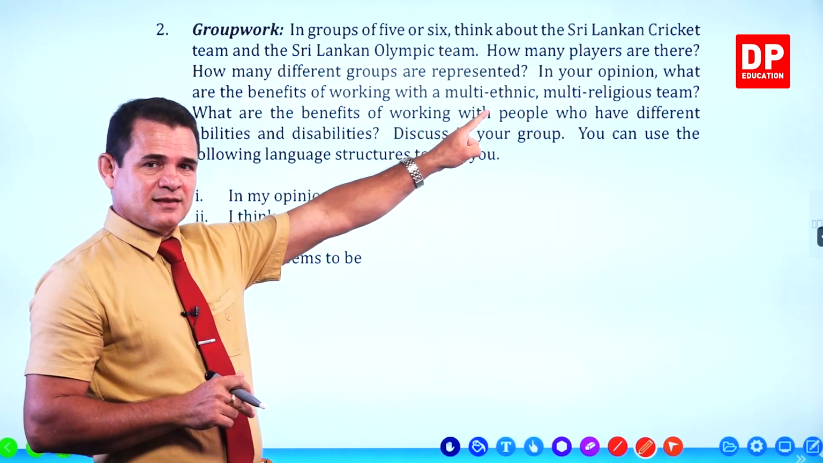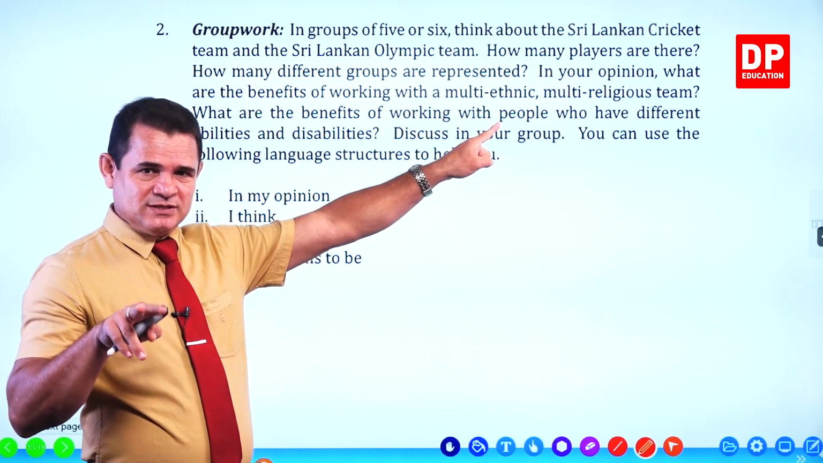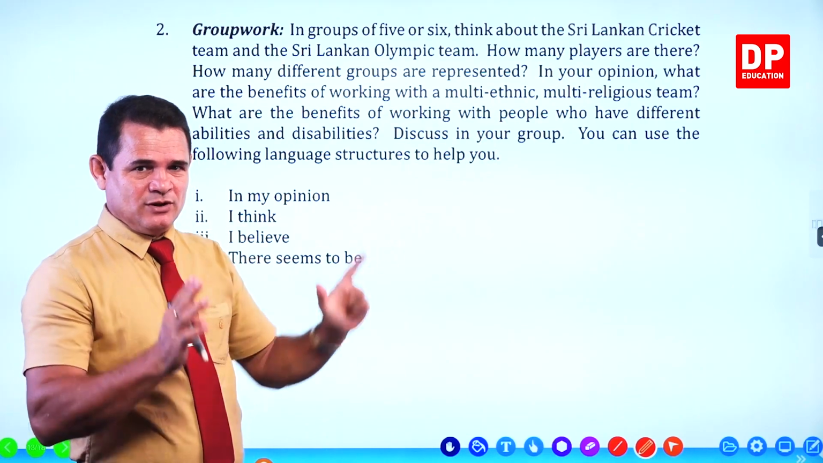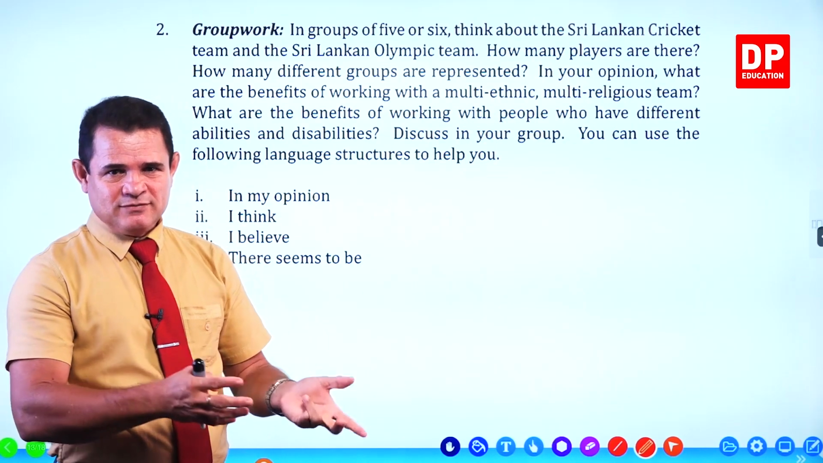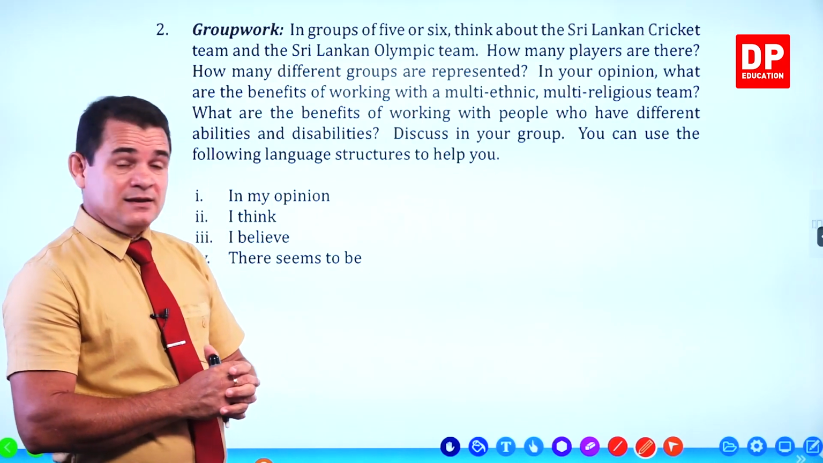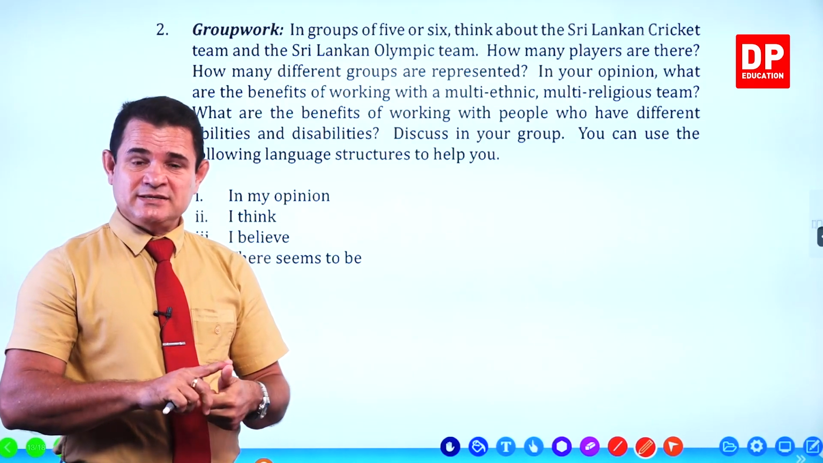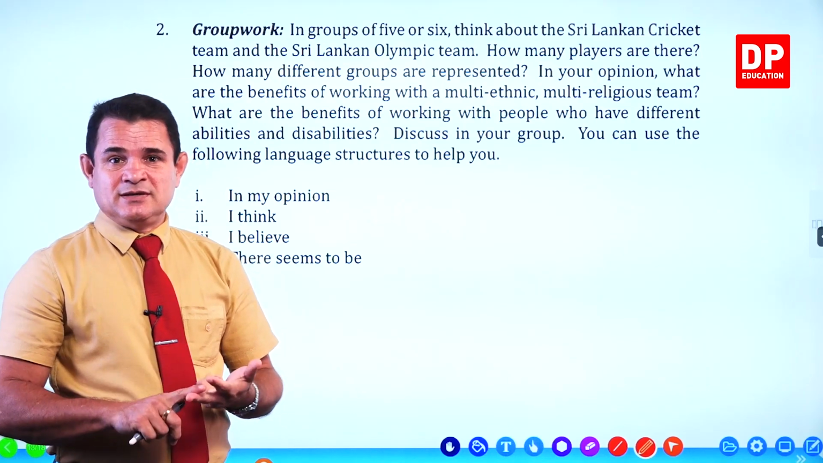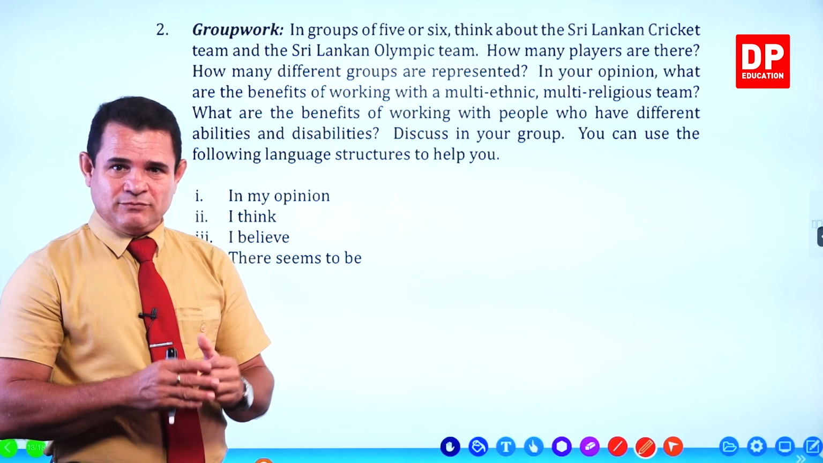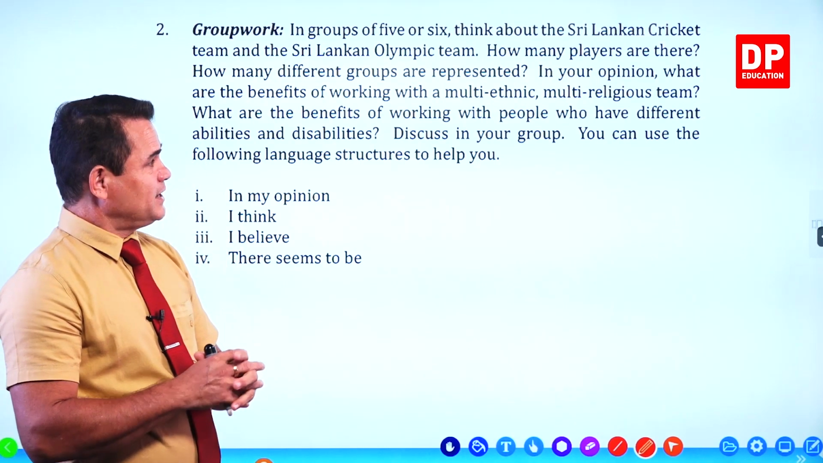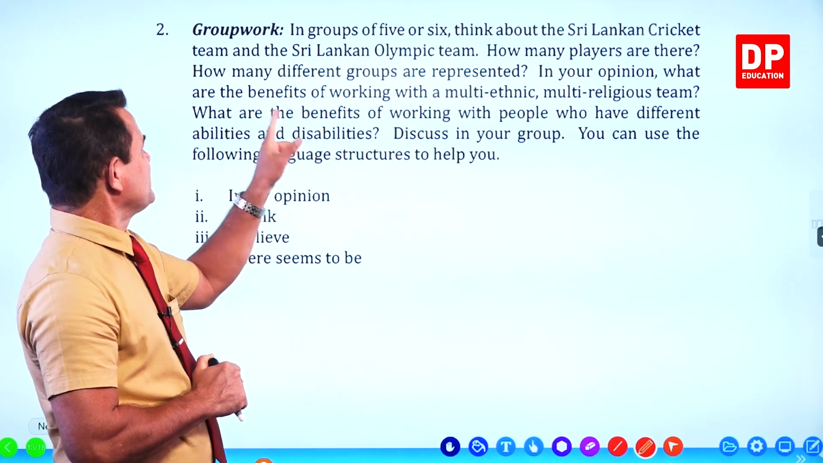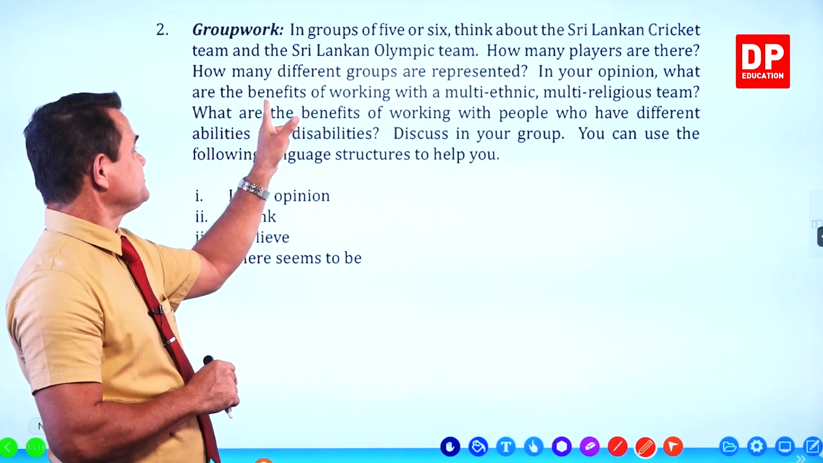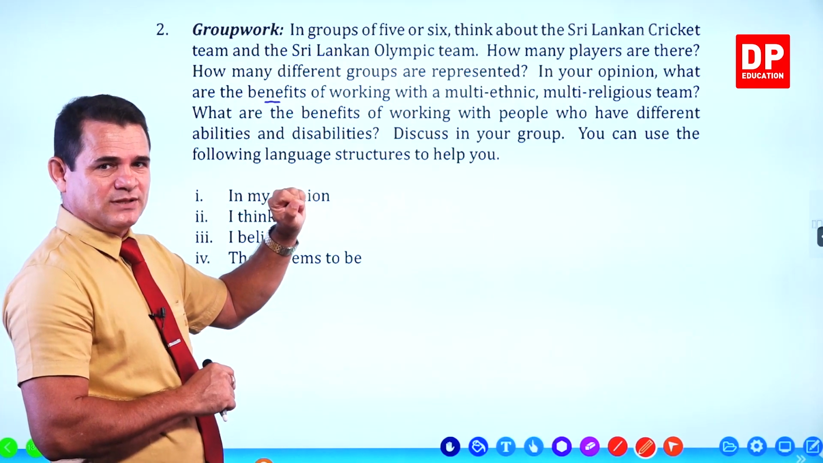Multi-ethnic, bahujati, විවිධ ජාතීන්. So maybe in the Olympic team there can be Tamils, Sinhalese, Muslims, so different people. And multi-religious, some are Christians, some are Buddhists, some are Hindus, different religions. විවිධ ආගම් වල ඉන්න පුළුවන්. ඒ ඔක්කොමත් එක්ක එකතු වෙලා වැඩ කිරීමේදී ඇති benefits, වාසි මොනවාද?